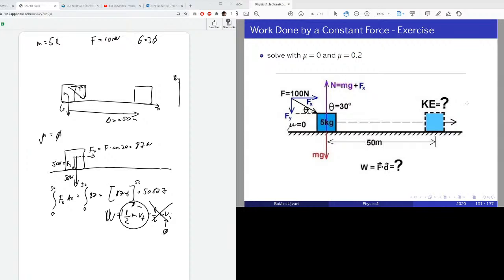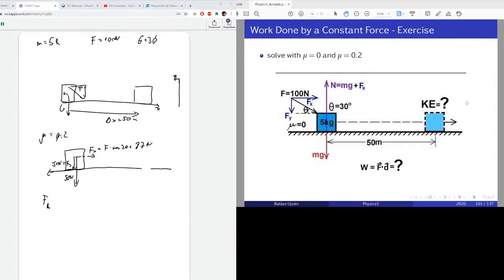More interesting is when the friction coefficient equals 0.2, because the kinetic friction will be mu times the perpendicular forces. In this case, it is mu times not only the weight, but also the perpendicular component of the external force, which is 0.2 times 50 plus 50. That's 0.2 times 100, that's 20.